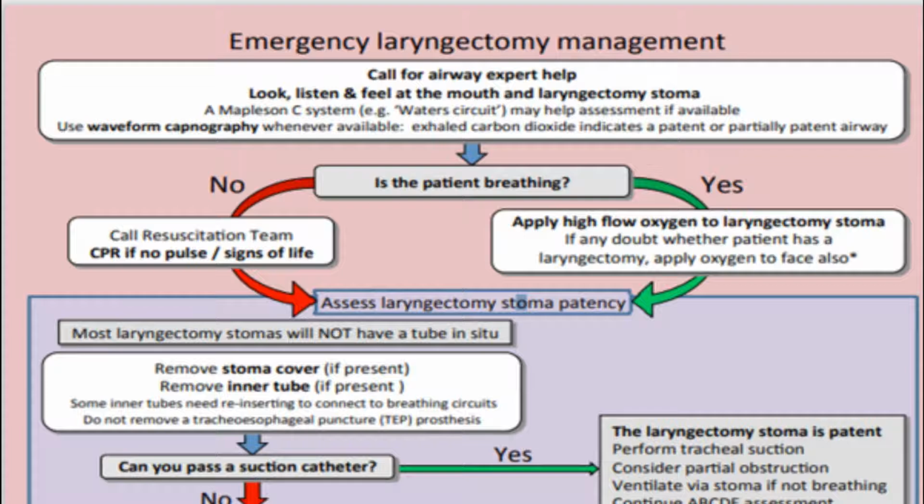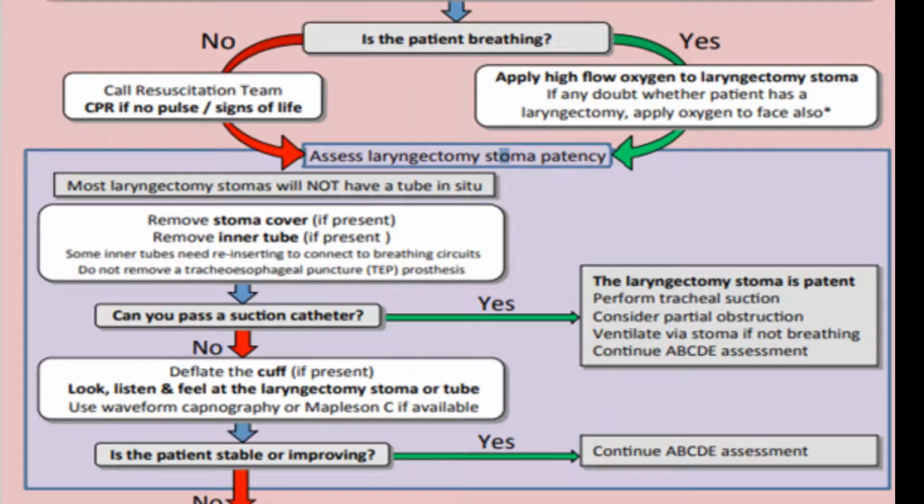Most laryngectomies will not have a tube in situ, but one can remove the stoma cover if present, or an inner tube if present, if one is suspecting that's causing a blockage. Again, one tries to pass a fine tip suction catheter, and if one can, one proceeds with suction. If not, one needs to deflate the cuff if present, look, listen and feel, assessing with waveform capnography, and if the patient is still not stable or improving and there is a tube in situ, it should be removed.